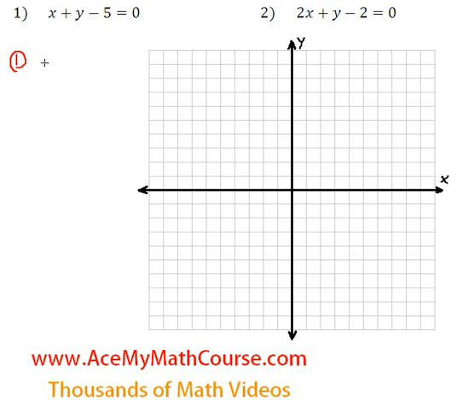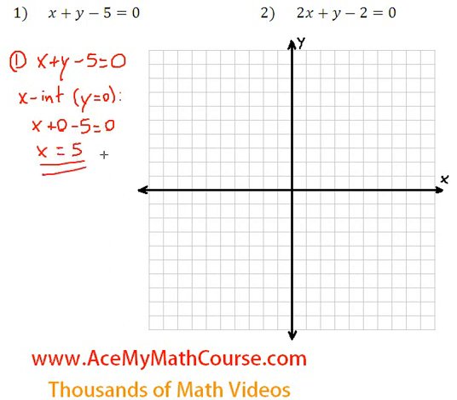So let's start with this guy. x plus y minus 5 is equal to 0. So the x-intercept happens when y is equal to 0. So I'm going to plug in the 0 for y. x plus 0 minus 5 is 0. So I can add a 5 to both sides of the equation, and x is just going to be equal to 5. So that is the x-intercept of the graph. So I can plug it in right here. We start at the origin at 0, 0, 1, 2, 3, 4, 5 for x.